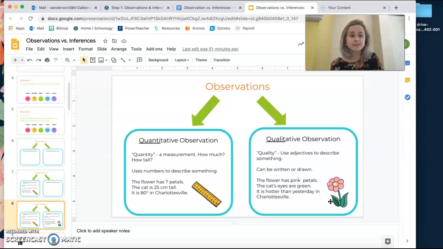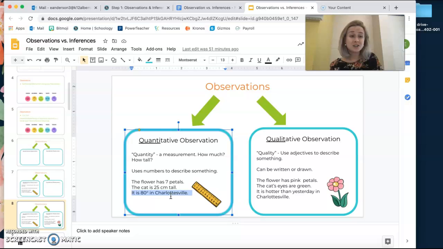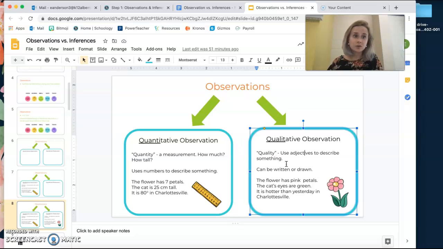So for example, this flower has pink petals, the cat's eyes are green, it is hotter than yesterday in Charlottesville. So if you say it's 80 degrees, the precise temperature, that's quantitative. But if you say it's hotter today than yesterday, that's qualitative. You're describing the temperature by comparing it to another day.